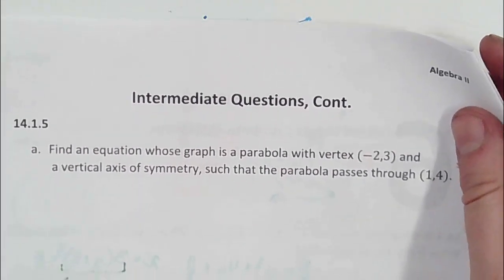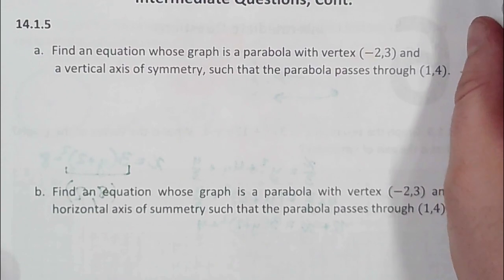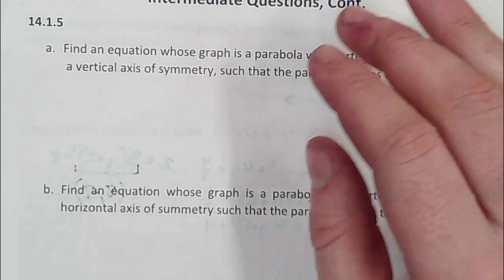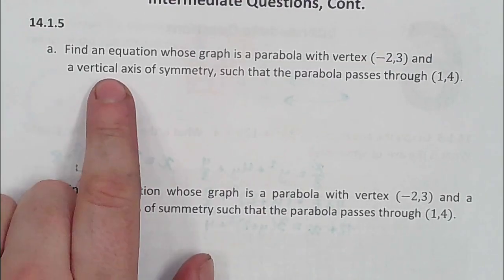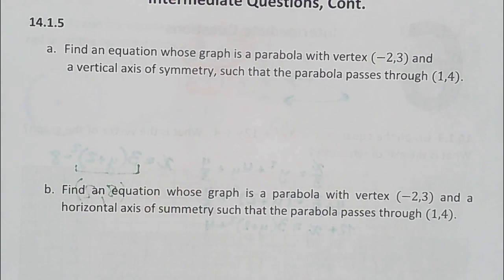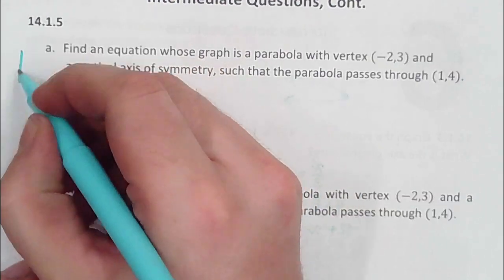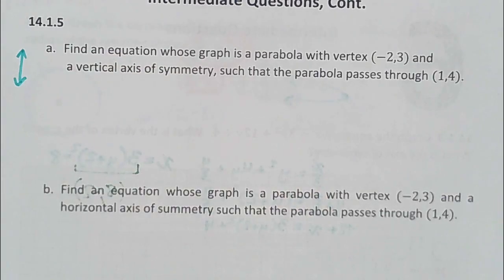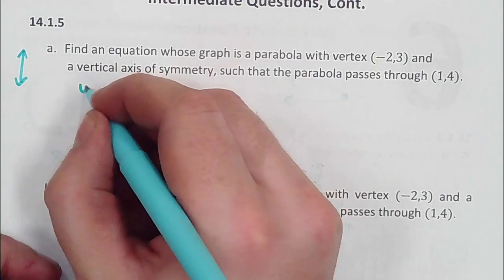Looking at 14.15. We want to find an equation whose graph is a parabola with vertex (-2, 3). Well, let's just start right there. And a vertical axis of symmetry. So we know it's going to move up and down, because that's what a vertical axis of symmetry is. So it's going to be y equals.